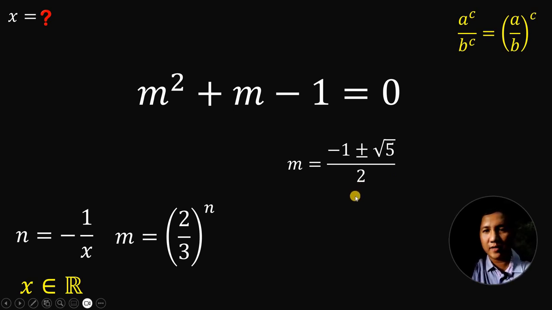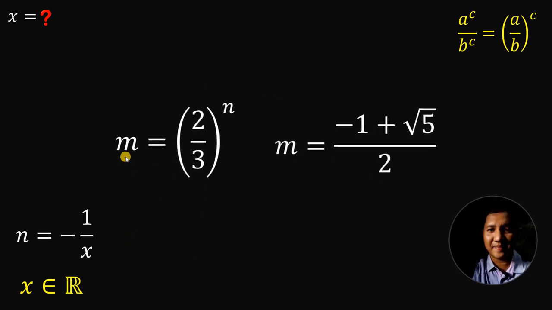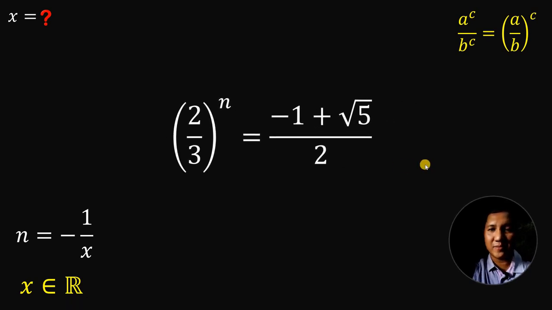So, we can disregard this case. So we can say that m must be equal to negative 1 plus square root of 5 all over 2. Now, our goal here is to solve for the value of x. So let's focus first on these two equations involving m. This m is equivalent to 2 over 3 raised to n, and this m is equivalent to negative 1 plus square root of 5 all over 2. Since they are both equal to m, we can equate those two expressions. So now, 2 over 3 raised to n equals negative 1 plus square root of 5 all over 2.